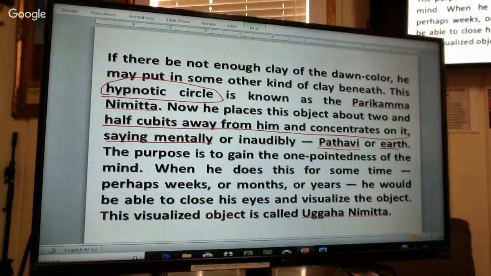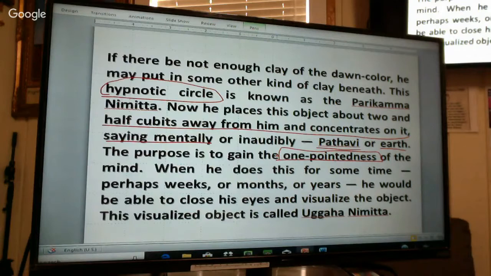"Pathavi, earth," again. Don't let your mind go to other objects, only that object. Try to stay on that object. The purpose is to gain one-pointedness. One-pointedness means concentration of the mind. That's why we need to focus on that object. If you choose breathing in and out, you can practice breathing in and out at any time. Only one object.